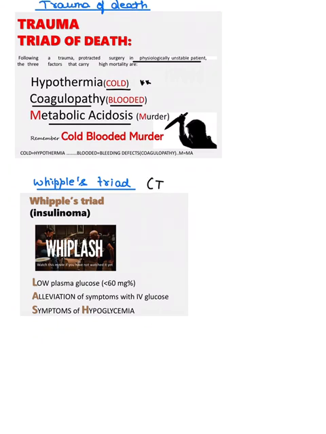Now coming on to the Whipple's triad. This is important from MCQ aspect. This is seen in insulinoma. So what do you see in insulinoma? There is relief of symptoms if you give IV glucose. Symptoms of hypoglycemia will be there, guys, and plasma glucose is low.